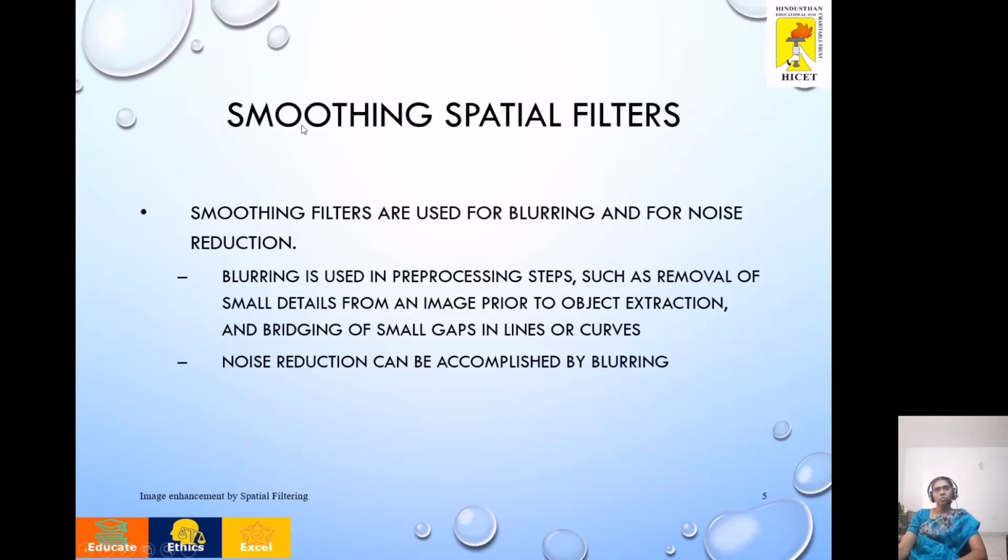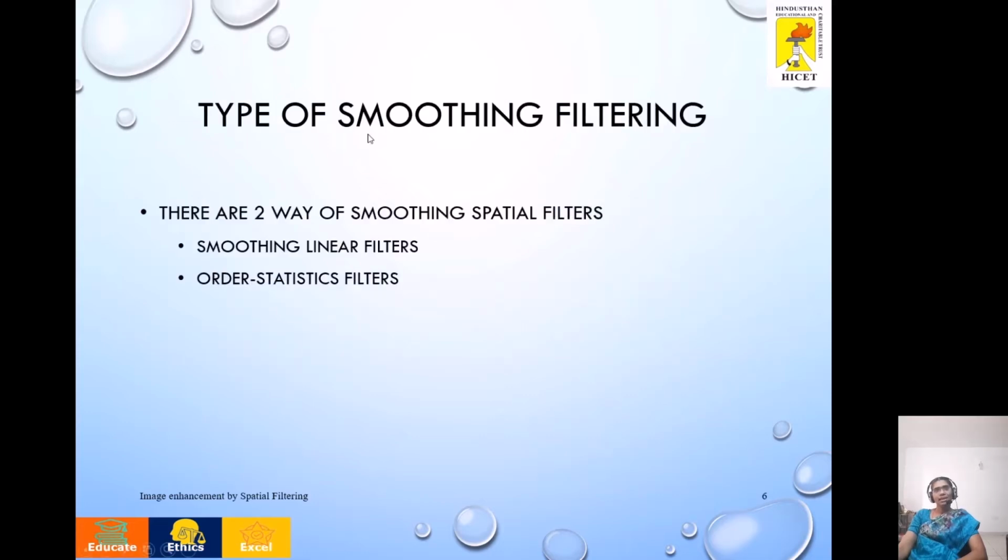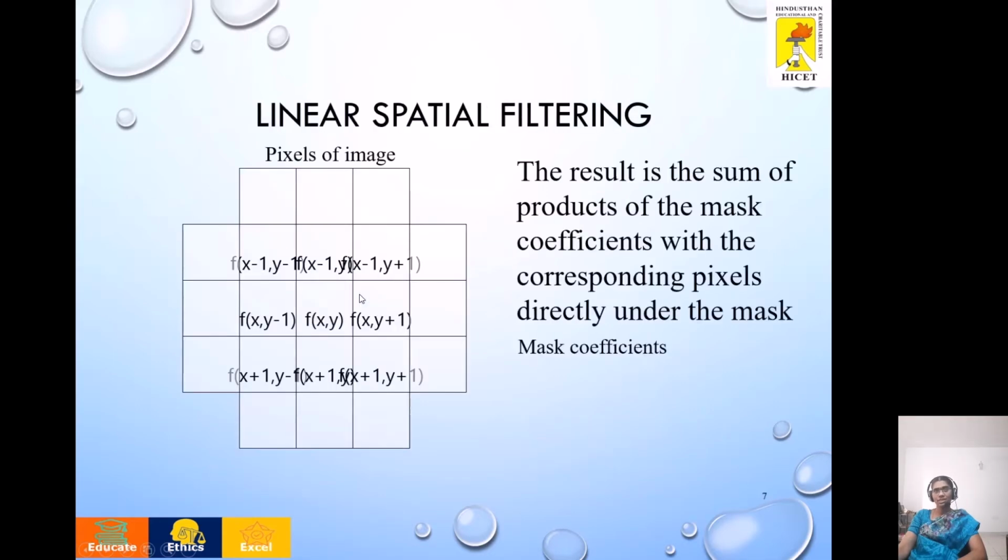This spatial filter can be categorized into two: one is the smoothing spatial filter, another is the sharpening spatial filter. The smoothing spatial filter helps to blur the image such that the noise is reduced. This smoothing spatial filter can be of two categories: linear filter and non-linear filter. A non-linear filter can also be called an order statistics filter. To start with, first, linear spatial filtering.